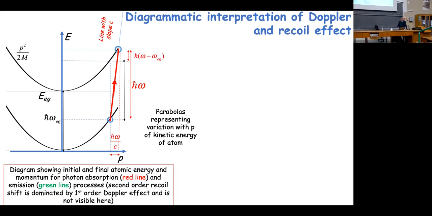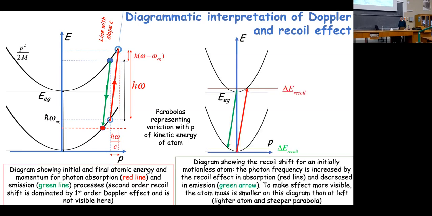On the other hand, if the atom, instead of absorbing, is emitting, it's going down. Again, you have these schematics here, and you find again a shift between the frequency of the photon and the frequency of the atomic transition. Now, on this graph, you don't see the recoil effect because it's a second order effect. So I just show the recoil effect here.